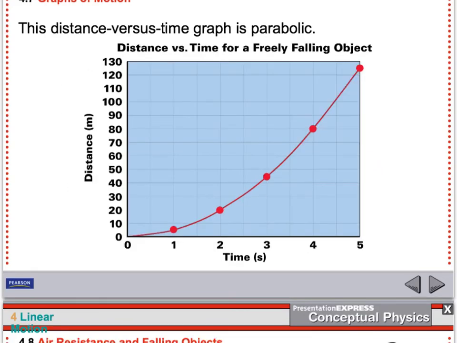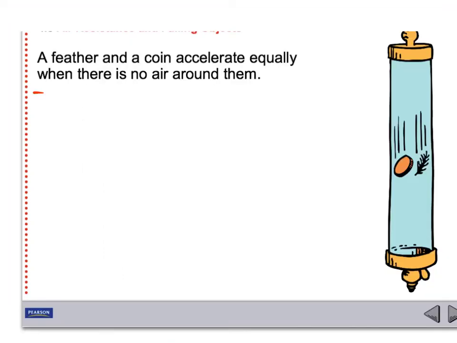Now, a graph of the distance over time is a distinctly different graph. It gives you a parabolic curve, showing that the distance is increasing exponentially as time goes by because the instantaneous velocity at each point is greater and greater. This is an object that is accelerating. It makes an exponential curve.